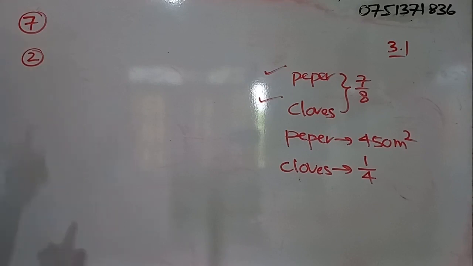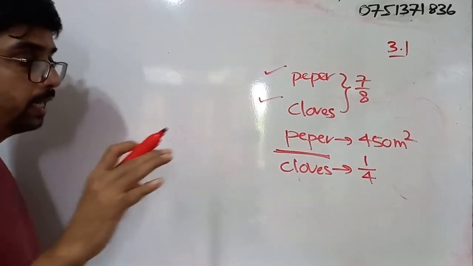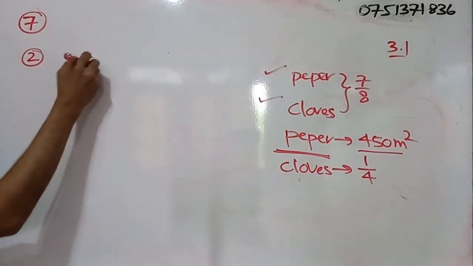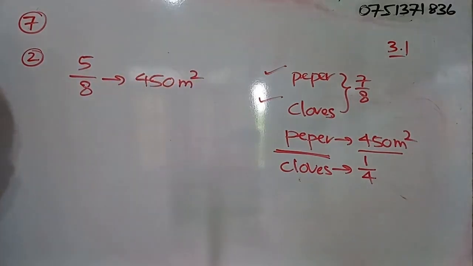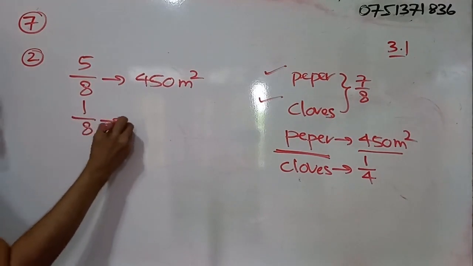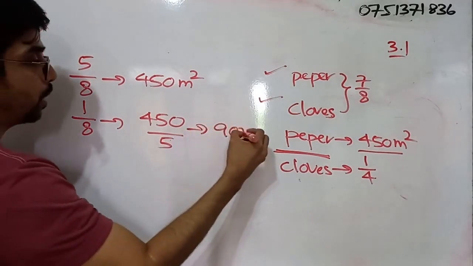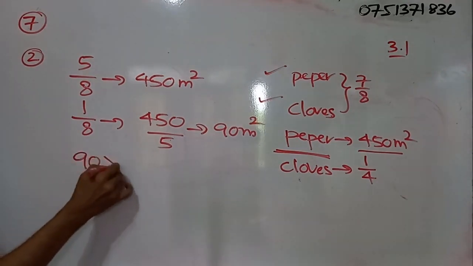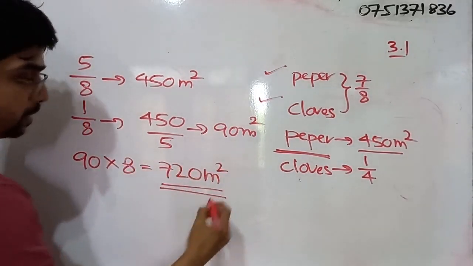Right. So we have been given in the question, the land where only the pepper has been cultivated is 450 square meters. So we know 5/8 is equal to 450 square meters. So what is 1/8 equal to? 450, we have to divide it by 5, no? So that is 90 square meters. So in the question, what are they asking? The area of the whole land. So what do we have to do? Take 90 and multiply it by 8. So 720 square meters. That is the answer.